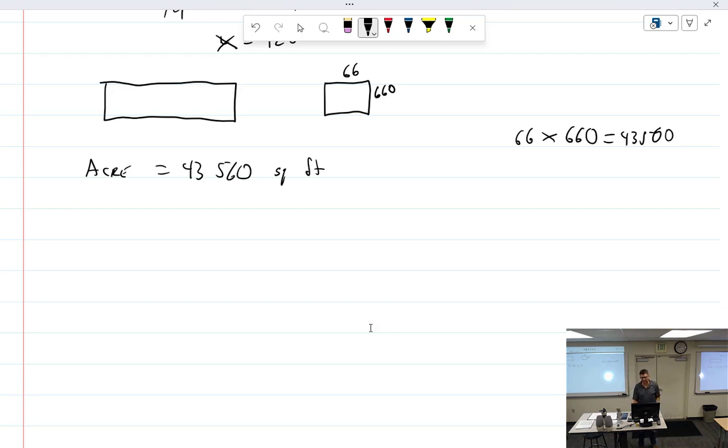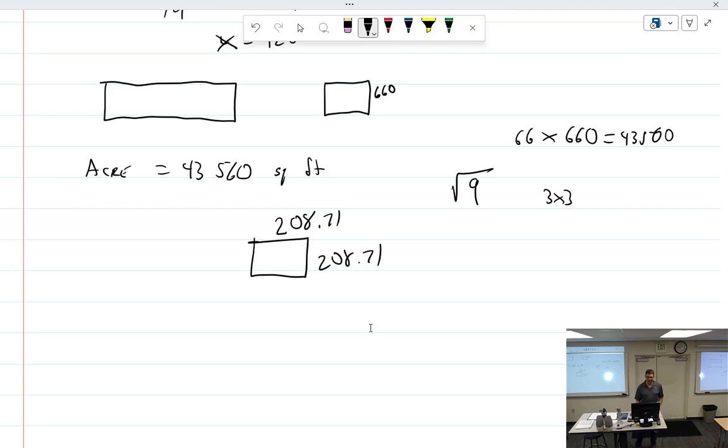It's kind of like saying what number times what number equals 9. Well, another way of figuring that out would be the square root of 9 is 3 times 3. So maybe we could just do the square root of 43,560. So what do we get? 208.71 by 208.71.